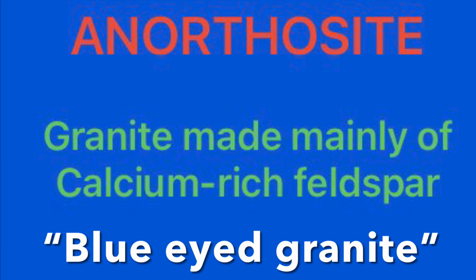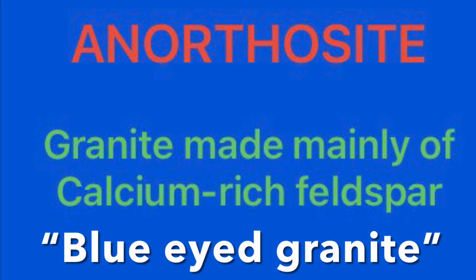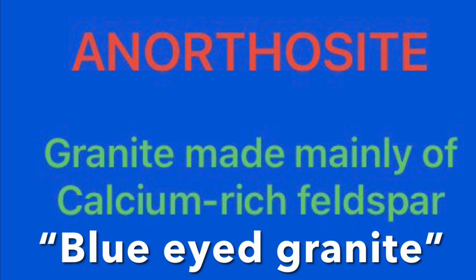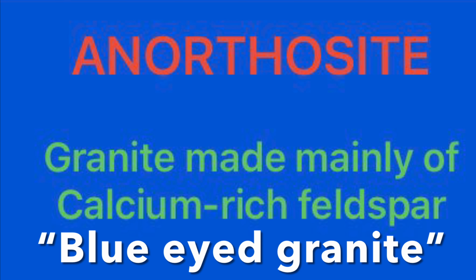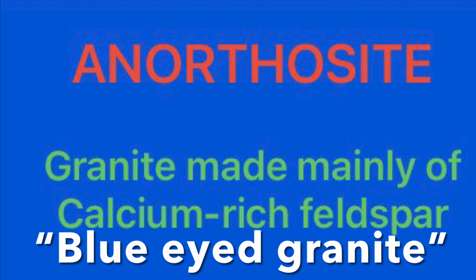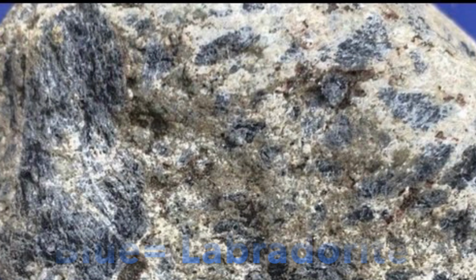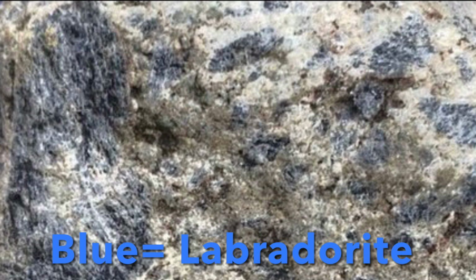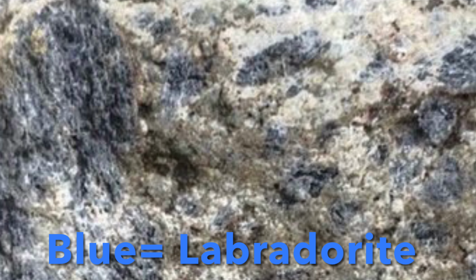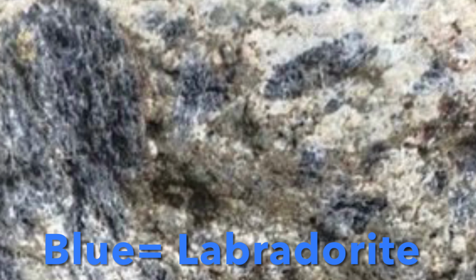And finally, thank God, the last one we're going to talk about is called Anorthosite. Some folks call this stuff blue-eyed granite. Some folks don't even call it granite because of all the calcium feldspar, which is actually a mafic mineral. But you know, it's way too cool to leave out. The bluish color in Anorthosite is the mineral labradorite, which is a super calcium feldspar.